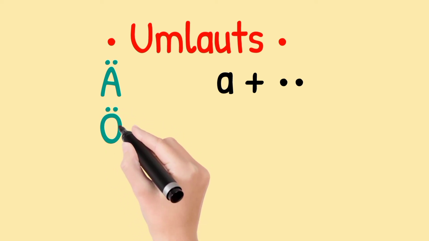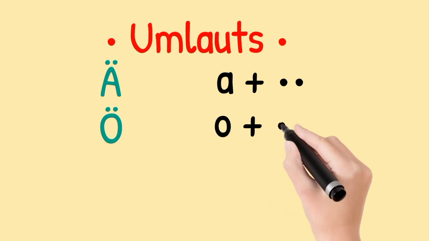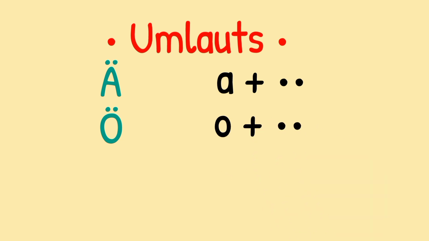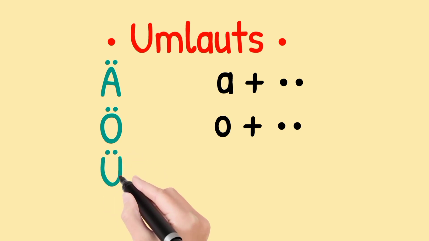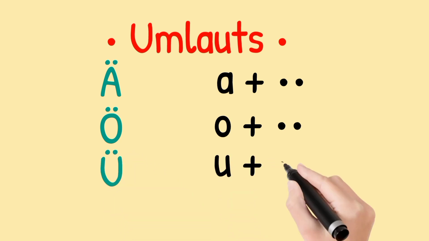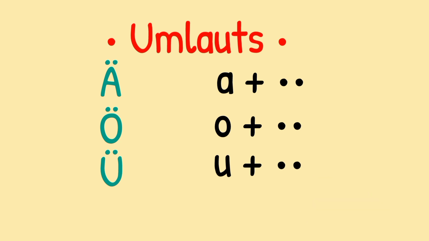The next one is O plus 2 dots. You have to make sure the pronunciation is the same as I'm saying. Please watch the video again and again until you have the pronunciation in your mind. Next one is U plus 2 dots. So you have to pronounce as I pronounce and try it again, and then you will succeed, I promise you. The last umlaut is the double S, set.